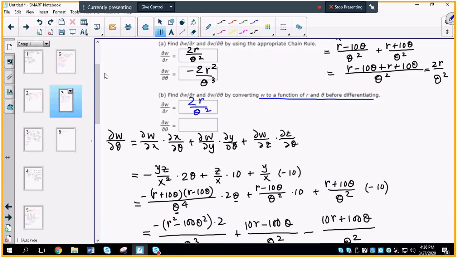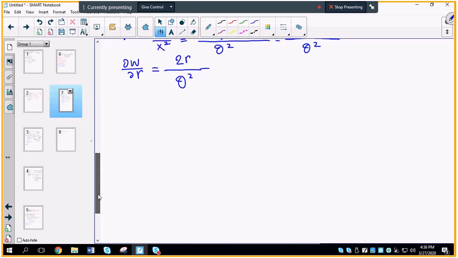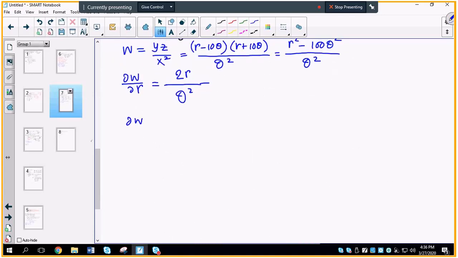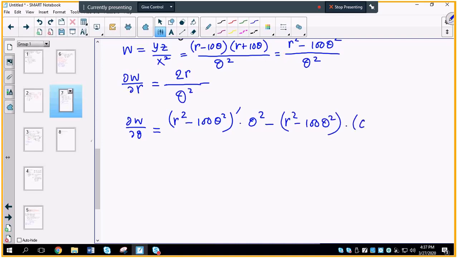so we have done both of them right. Now we're going to find del w del theta. This one is a little difficult because theta squared is on the top and bottom, so I am going to use quotient rule. The way I'm going to write it, I will say the top derivative of that times the bottom minus the top, r squared minus 100 theta squared, times the derivative of the bottom, over the square of the bottom, which is theta to the power 4.